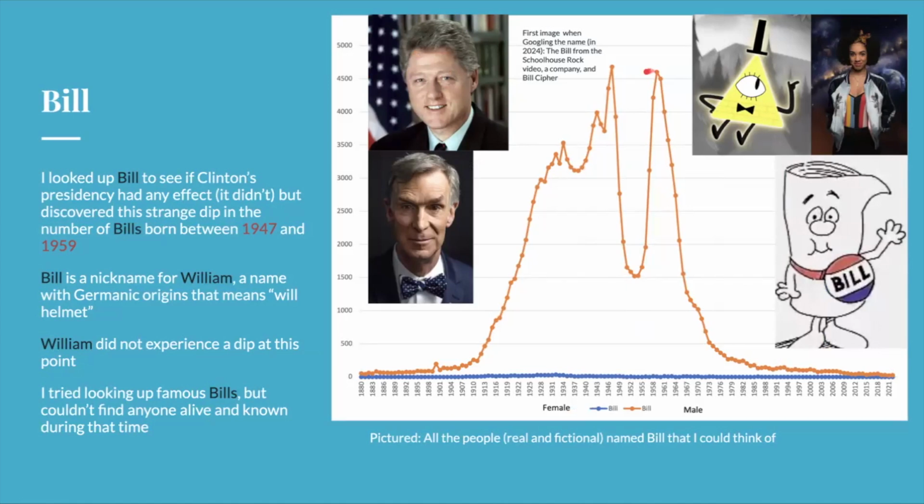But William did not experience a dip at this point. It just continued on. I tried looking up famous Bills, but I kept just getting people who were born either before or after, and I couldn't find anyone who was famous or infamous at this time. So I don't know what caused this weird dip. But here are some famous people named Bill. We have Bill Clinton, Bill Nye the Science Guy, Bill Cipher, Bill Potts from Doctor Who. And for some reason, when I Googled Bill, the Bill from Schoolhouse Rock was the first image that came up. So here's that guy. Yeah, I don't know what caused this.